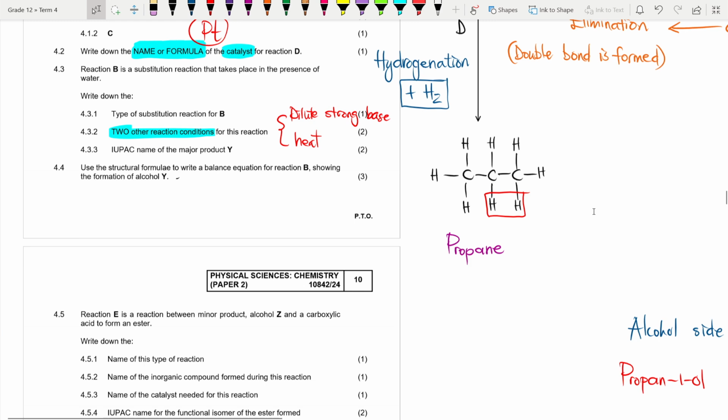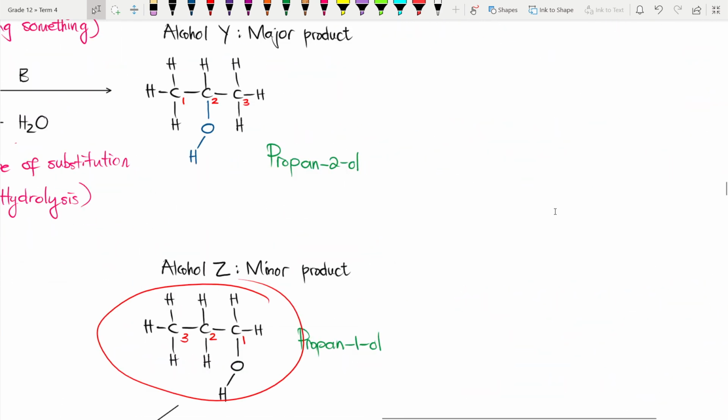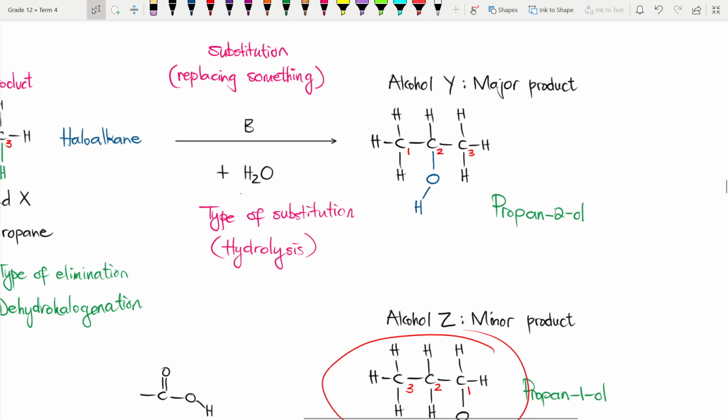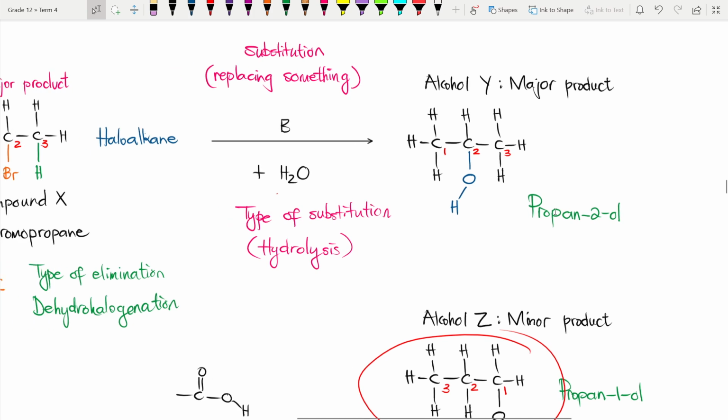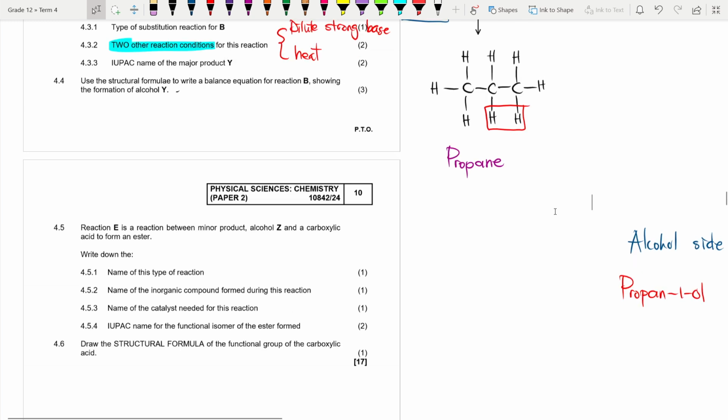Again, we answered that one. If you remember, it was propan-2-ol, the major product. So propan-2-ol for that, and that's the correct answer.